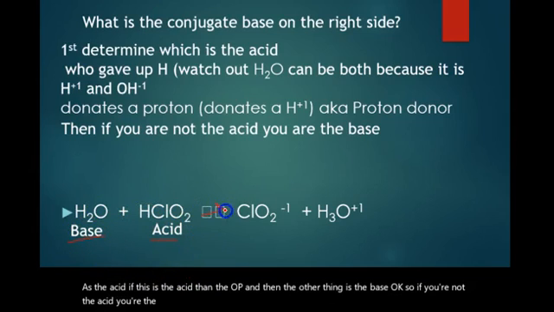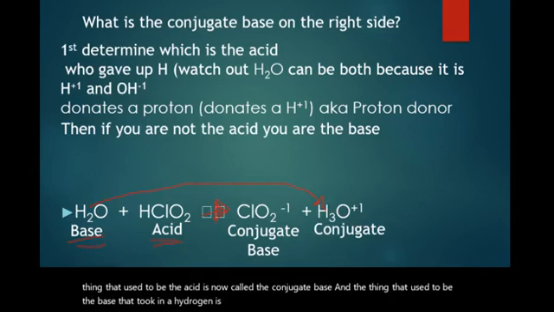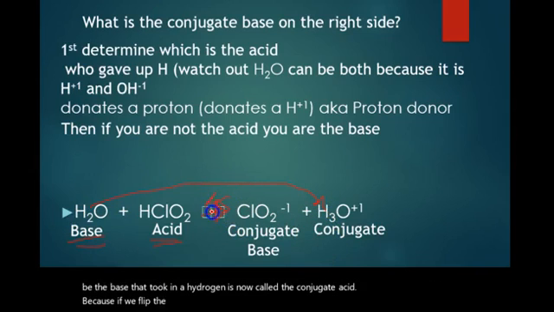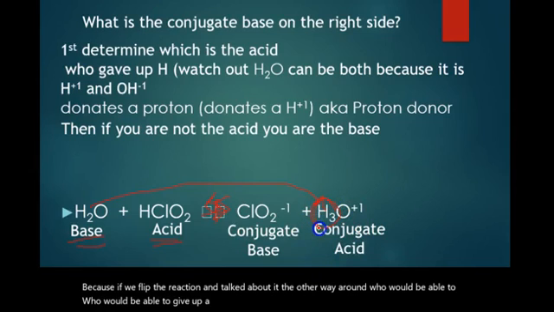And then the conjugate is the reversed thing on the other side. So the thing that used to be the acid is now called the conjugate base. And the thing that used to be the base that took in a hydrogen is now called the conjugate acid. Because if we flip the reaction and talked about it the other way around, who would be able to give up a hydrogen now? This guy would be, so he would be the acid.